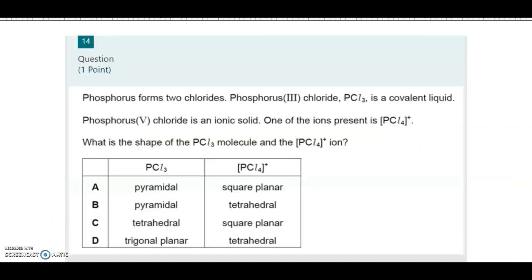Question number 14. Phosphorus forms 2 chlorides. Phosphorus trichloride is a covalent liquid and phosphorus pentachloride is an ionic solid. One of the ions present is PCl4 plus. What is the shape of the PCl3 molecule and the PCl4 ion? So if we draw a diagram for PCl3, P belongs to group number 5. It has 5 electrons in its outermost shell. One is shared by each chlorine.